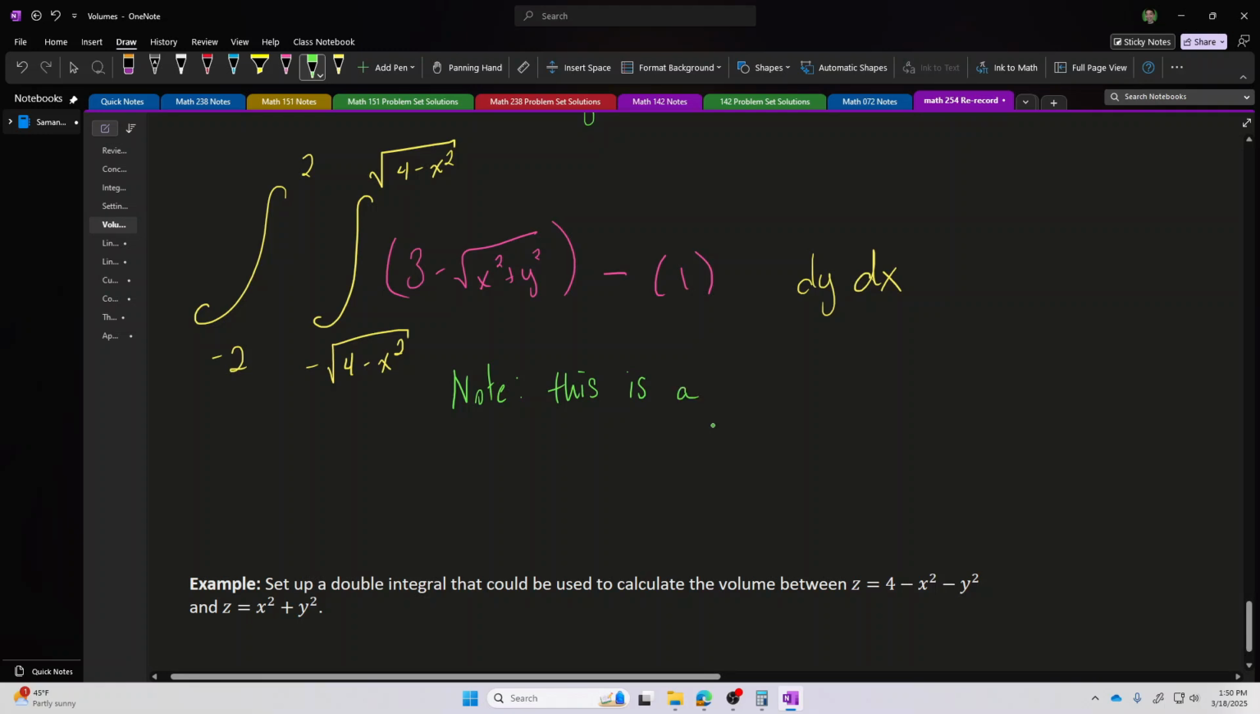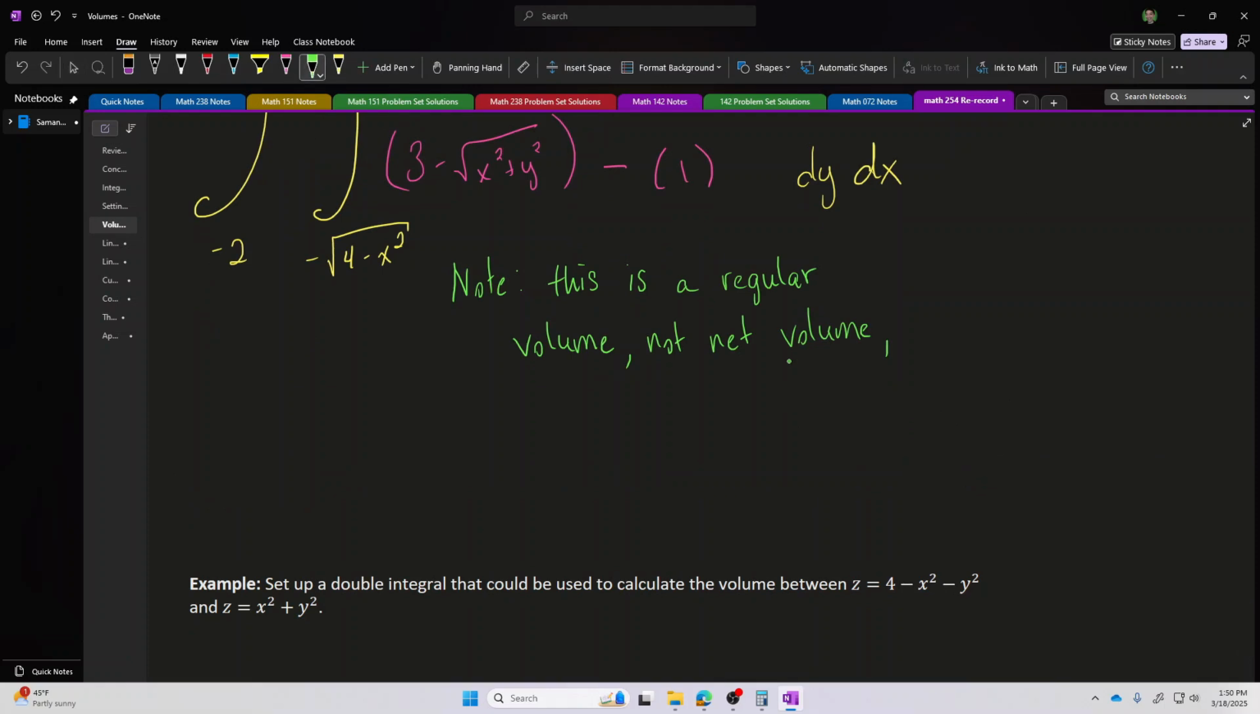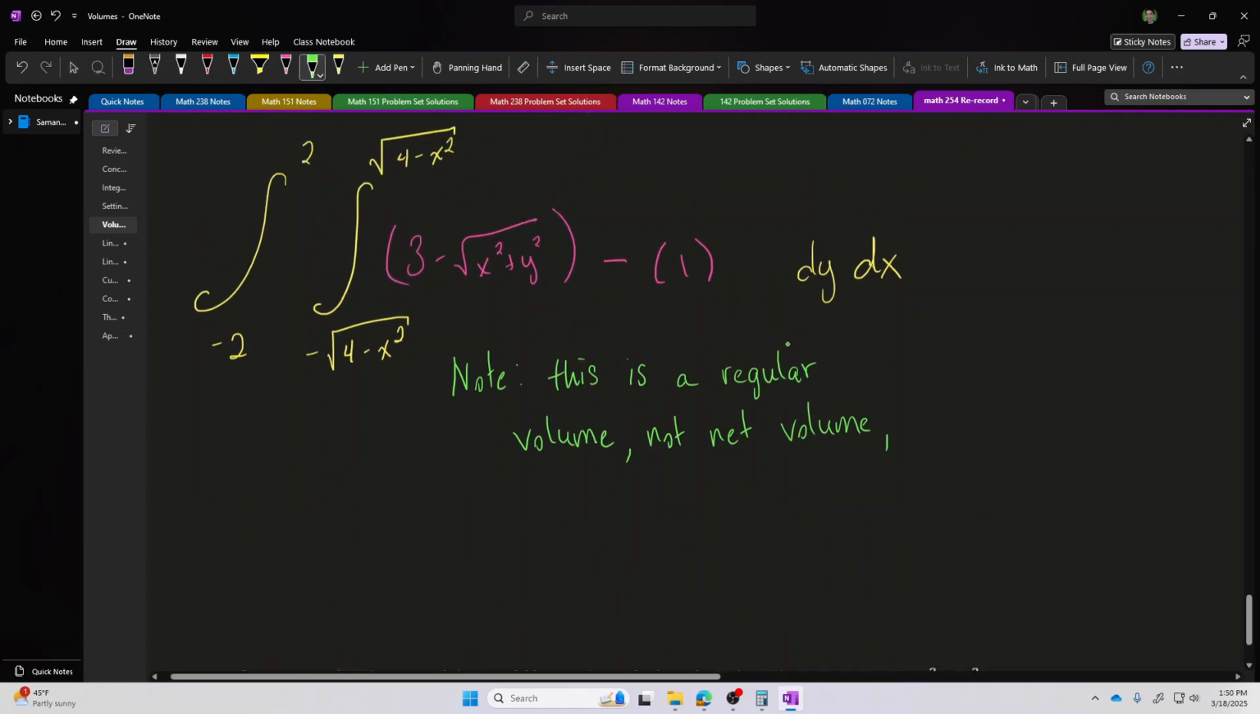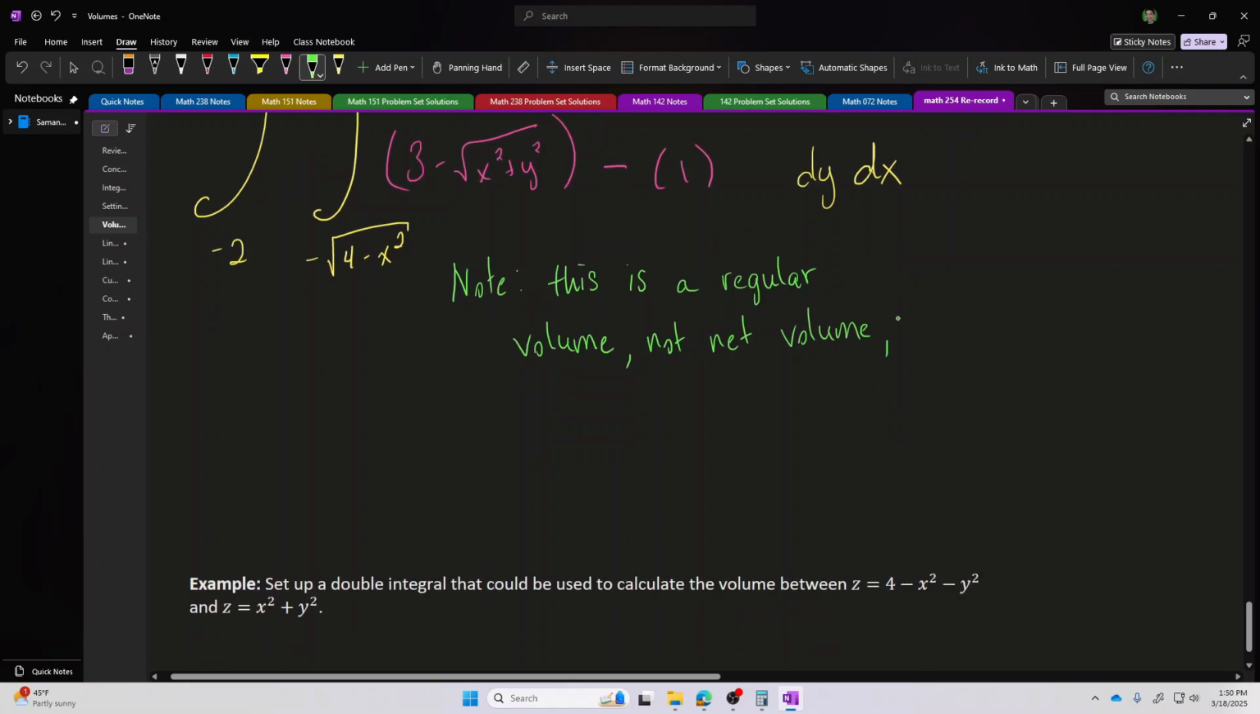This is a regular volume calculation. They're asking me for volume. They are not asking me here for net volume. So if we were actually asked to calculate this integral, which they're not asking us to do, but if they did, I would be expecting an answer which is positive rather than negative, because regular volumes always have to be positive.